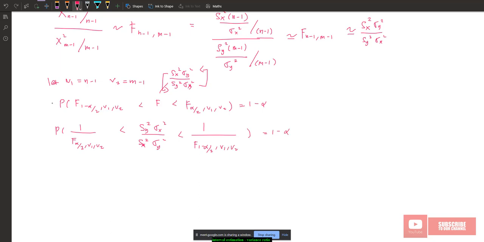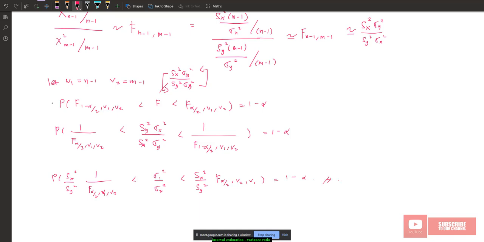1 minus alpha. So we take the sample standard deviation, sample variance, to both sides. So it becomes sx squared sy squared. This is 1 over f alpha divided by 2 v1 v2. Right? This is just sigma 1 squared over sigma 2 squared. This is by looking at theorem number 1, this topic. So it became sx squared divided by sy squared f alpha divided by 2 v2 v1. So equal to 1 minus alpha.